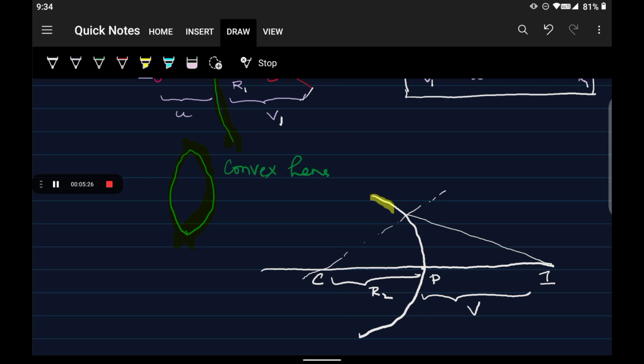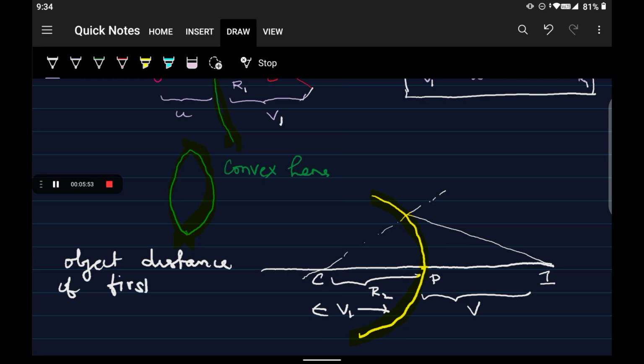So if you check it here, the object distance for the second refracting surface is nothing but the image distance, the virtual image distance, of the first one. So this can be taken as V1. What is the consideration here? The object distance of the second refracting surface will be the image distance of the first one. That is the idea that I am going to consider here.